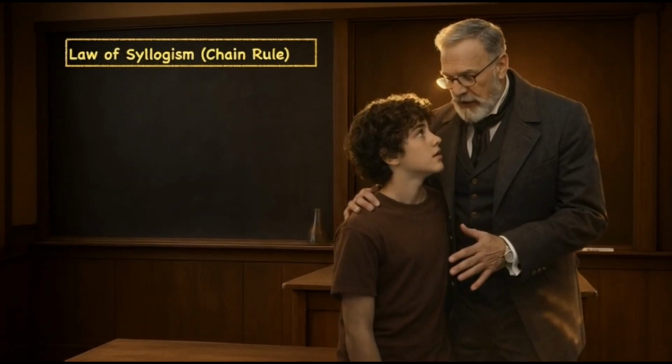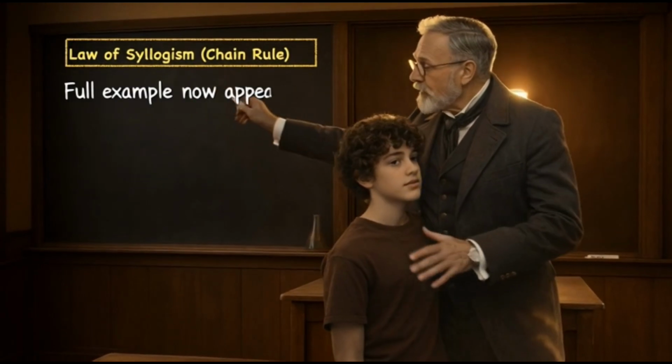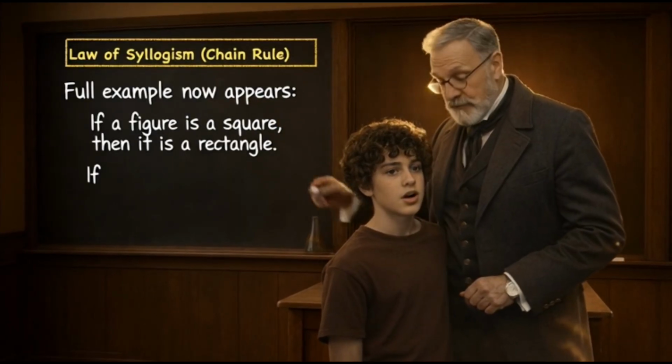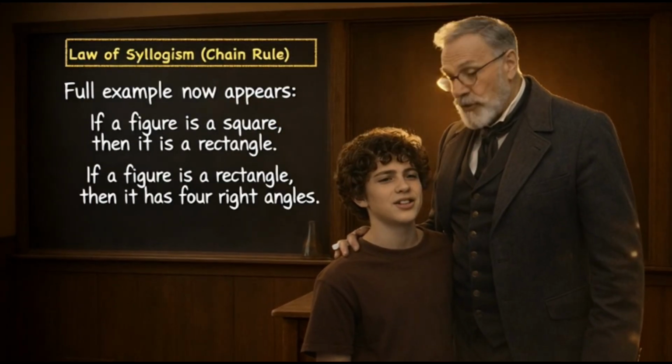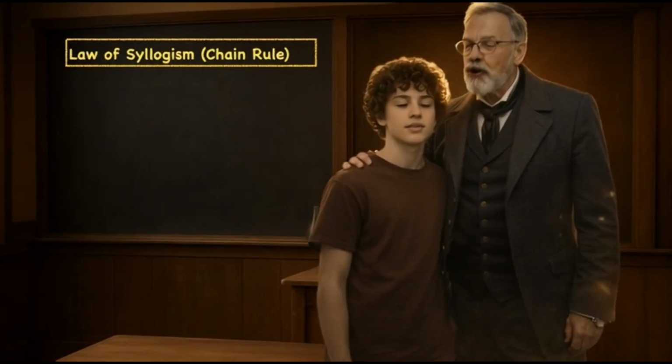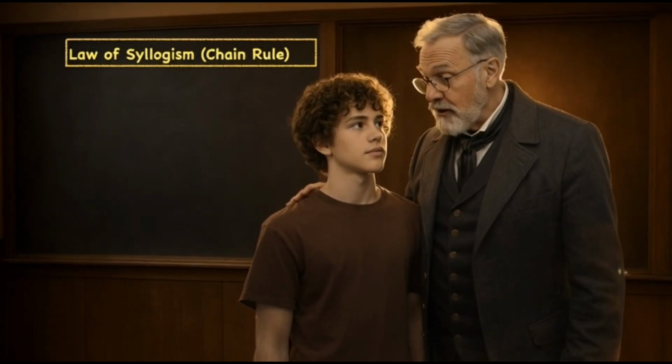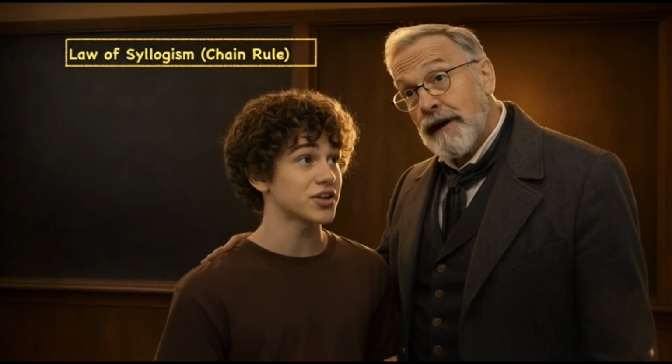If a figure is a square, then it is a rectangle. If a figure is a rectangle, then it has 4 right angles. So, a square has 4 right angles. Precisely, that is the chain rule. The chain rule is simple. If P implies Q and Q implies R. So it's like a chain reaction.